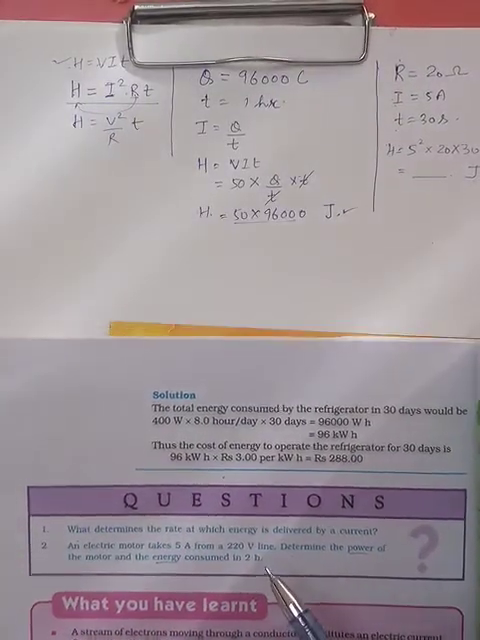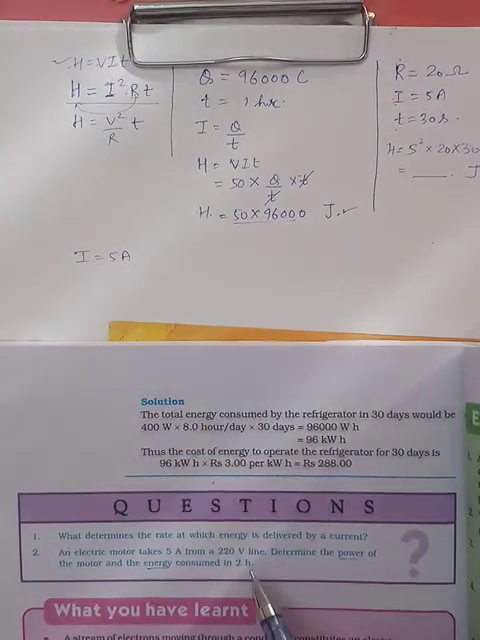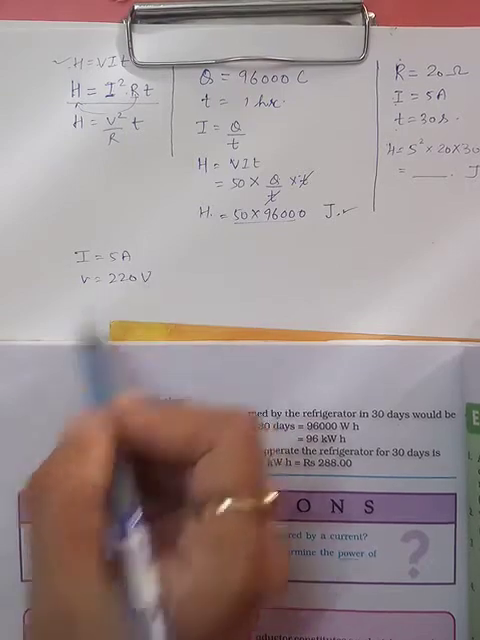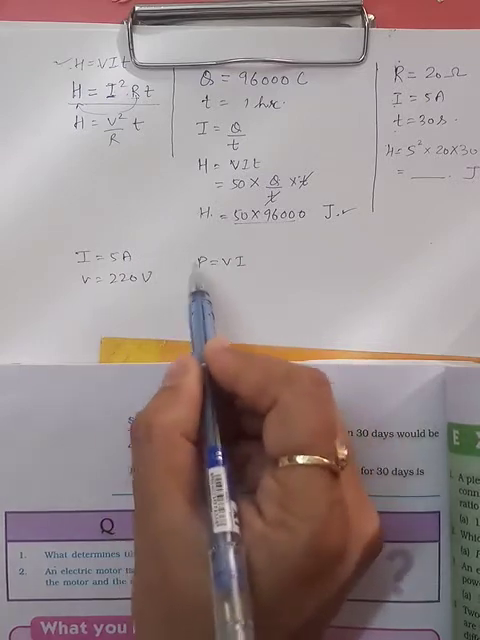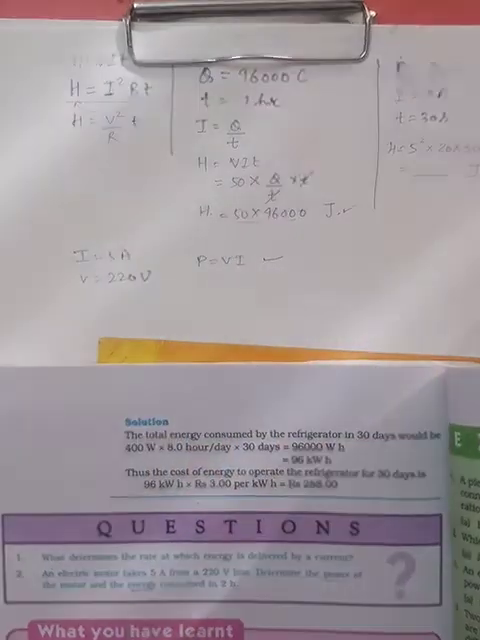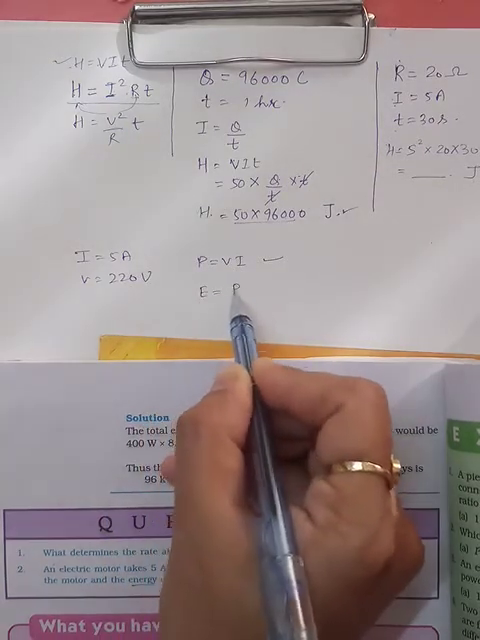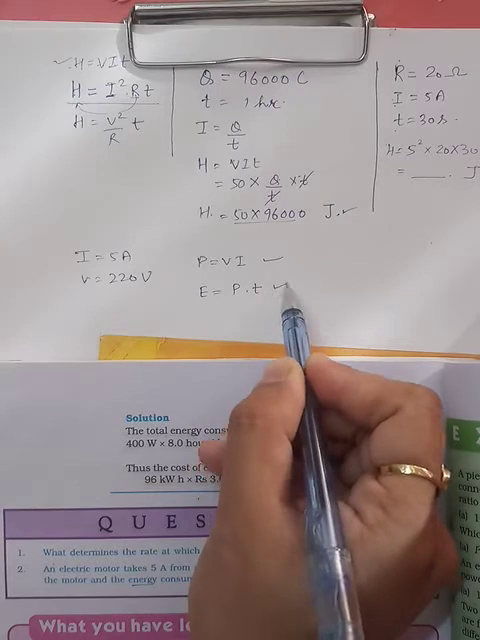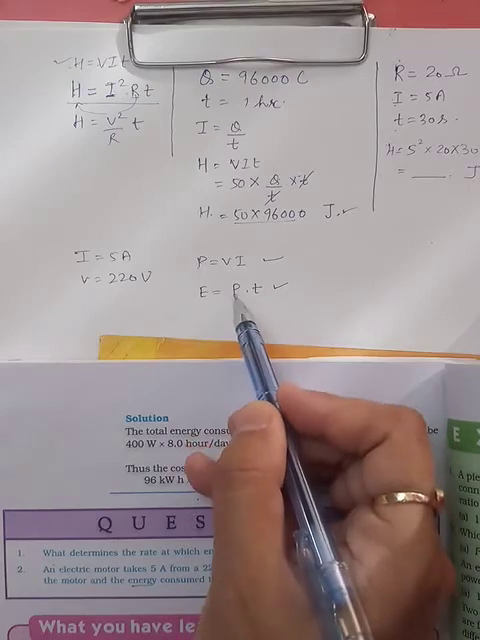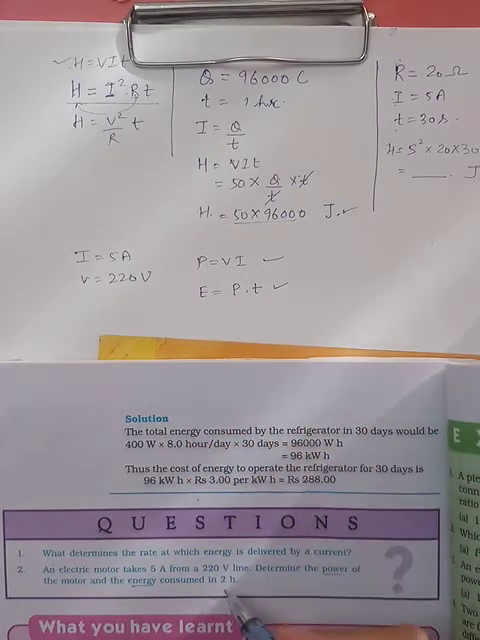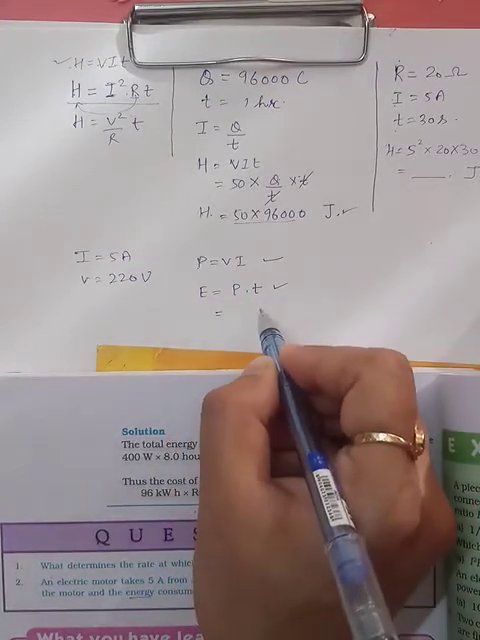Okay, so in this question, I is equal to 5 ampere, that is given. V is 220 volt. We have to find out power. So the power formula, P is equal to VI, very simple, that you can multiply. And then energy consumed, E is equal to P multiplied by T. This was the formula that we have done. So we can put the value of power that has been calculated, and the time is 2 hours.